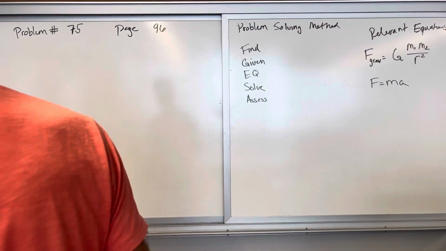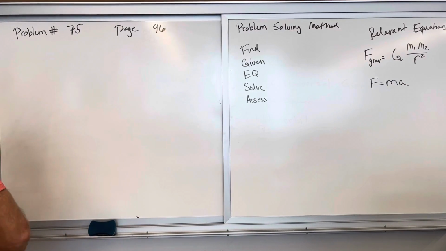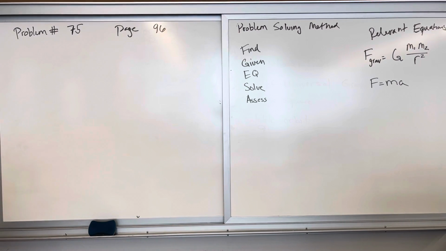Example problem number 75, found on page 96 of chapter 5, the chapter on gravity. The problem reads: if Earth shrank until its diameter were only half its present size without changing its mass, what would a 1 kilogram mass weigh at its surface?